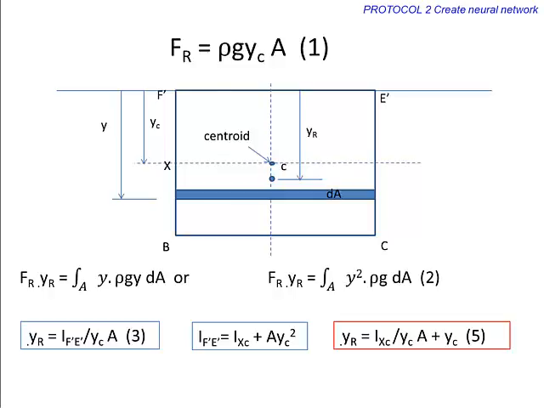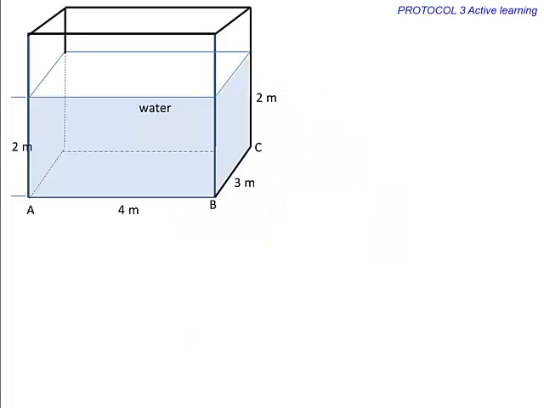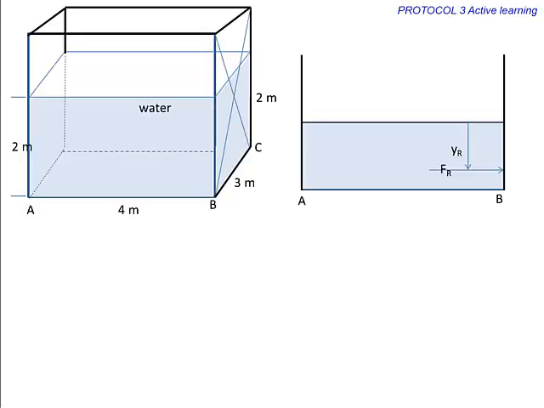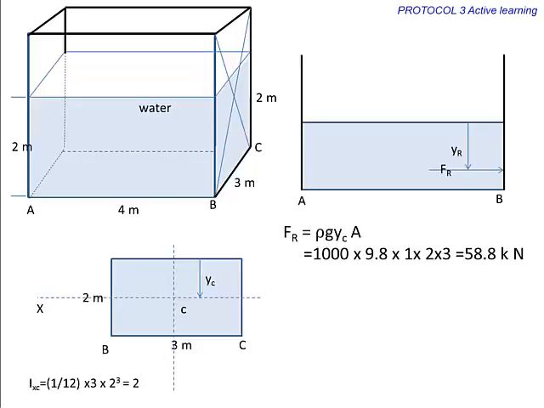Consider the previous example. Calculate the hydrostatic force acting on the vertical surface and its location. To find the resultant hydrostatic force, we can use the previous equation derived. In order to find the location, first we need to calculate the moment of inertia of the area. Then, use the equation derived earlier. The resultant force is acting 1.33 meters below the surface on the vertical wall.